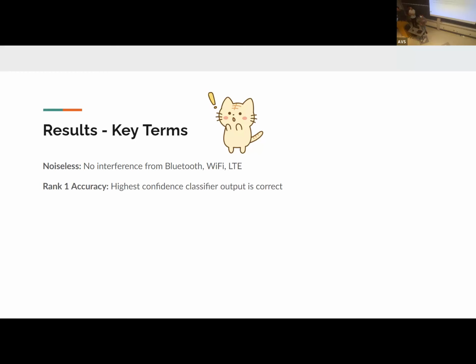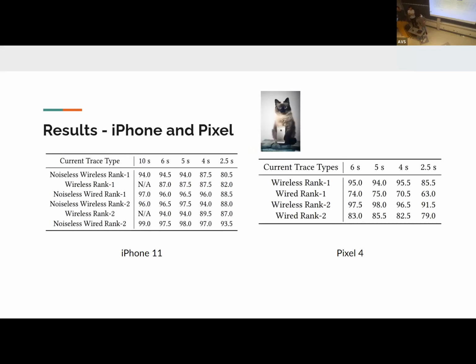There's also this concept of rank 1 accuracy, where we have our classifier, we just take the highest confidence output and we see whether it's correct or not. This contrasts with rank 2 accuracy, where we take the 2 highest confidences, and if one of them is correct, then we count that as a correct prediction. So let's look at the results that we obtained on both the iPhone as well as the Pixel.